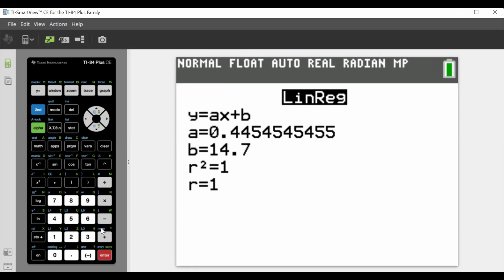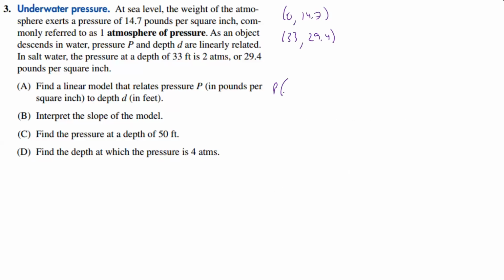All right, so it looks like we have an equation of, if we go out to 3 decimal places, 0.445x plus 14.7. So let's do that. And we want pressure in terms of depth, which is going to be equal to 0.445D plus 14.7, that's going to give us pounds per square inch.